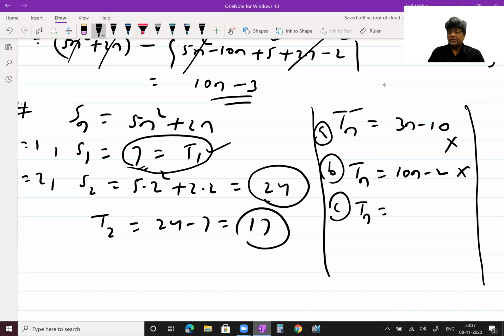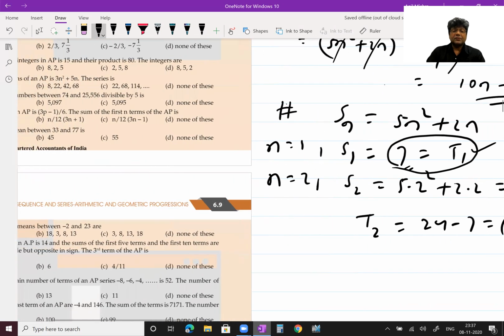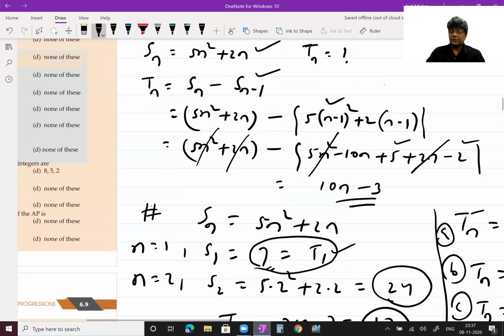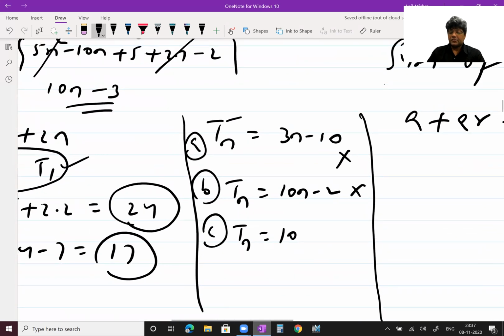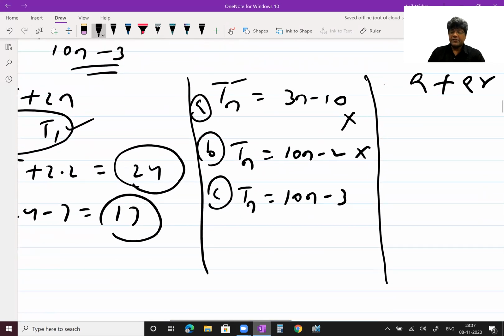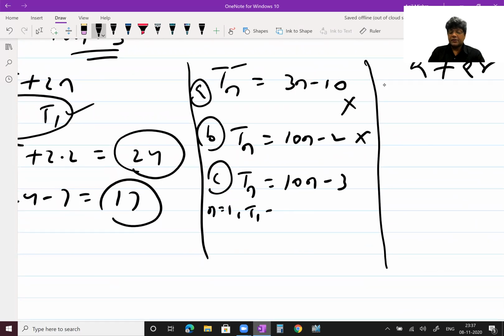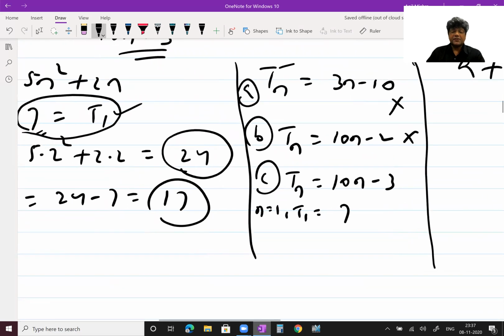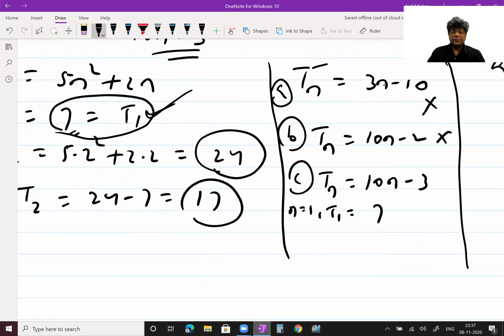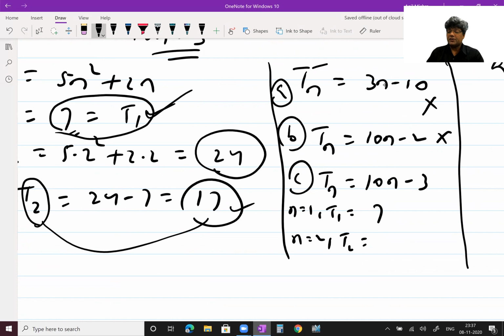Option C is given Tn is equal to 10n minus 3. Here if I put n is equal to 1, I am getting T1 is equal to 10 into 1, 10 minus 3, 7. Matching, yes. Now I will check for 2. T2 should be 17. Here if I put n is equal to 2, I am getting T2 is equal to 2 tens are 20 minus 3, 17. Matching, yes. So this is my answer. Clear, guys?